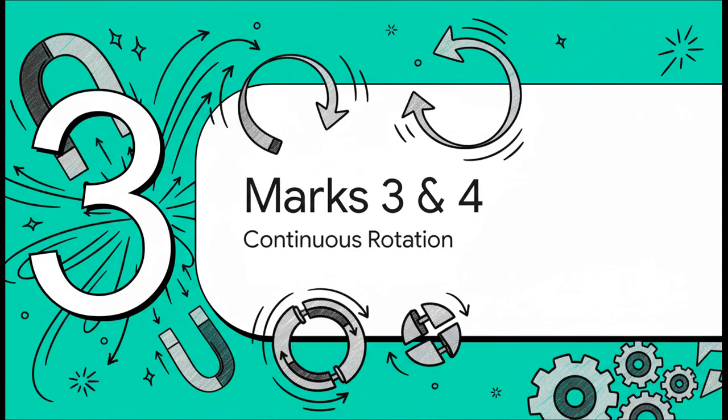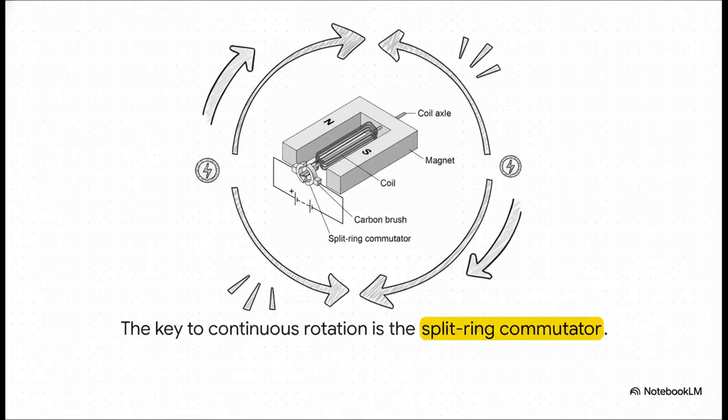Okay, we're halfway there. Marks 1 and 2 get the coil to start turning. But the question specifically asks why it rotates continuously. This is where the last 2 marks are, and honestly, this is where a lot of people lose them. So let's see how this all comes together. The secret to keeping it spinning, the real hero of this story, is this little gadget right here, the split ring commutator. This thing is the absolute key to making the motor go round and round in the same direction, instead of just flopping back and forth.